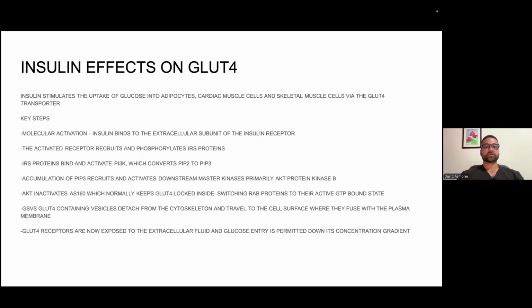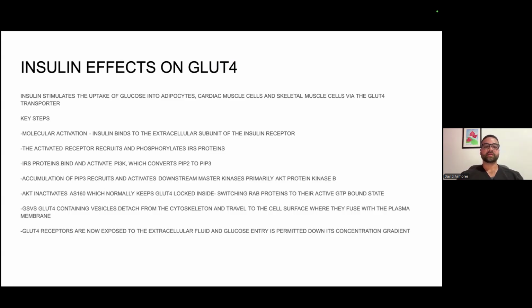So, insulin effects on GLUT4. Insulin stimulates the uptake of glucose into adipocytes, cardiac muscle cells, skeletal muscle cells, as well as the hepatocytes via the GLUT4 transporter. So the key steps would be molecular activation. As we discussed just now, it binds to the extracellular alpha subunit of the insulin receptor. The activated receptor recruits and phosphorylates the IRS proteins.